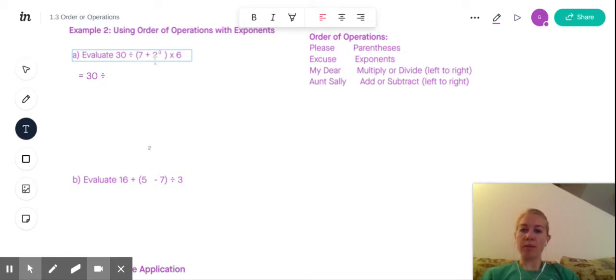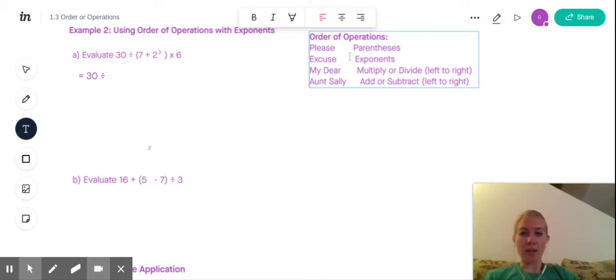Well, when we solve within our parentheses, we're also going to refer back to our order of operations. And so then we have parentheses, okay, no parentheses within our parentheses. And then the next thing is exponents. And we do have an exponent within our parentheses. So we're going to solve that first.